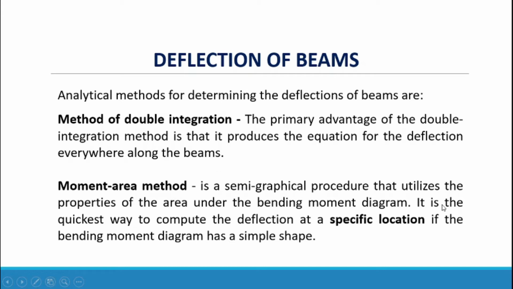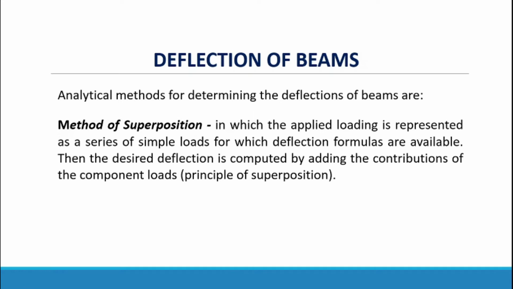It is a semi-graphical procedure that utilizes the properties of the area under the bending moment diagram. It is the quickest way to compute the deflection at a specific location if the bending moment diagram has a simple shape. And number 3, method of superposition, in which the applied loading is represented as a series of simple loads for which deflection formulas are available. Then the desired deflection is computed by adding the contributions of the component loads, or the principle of superposition.